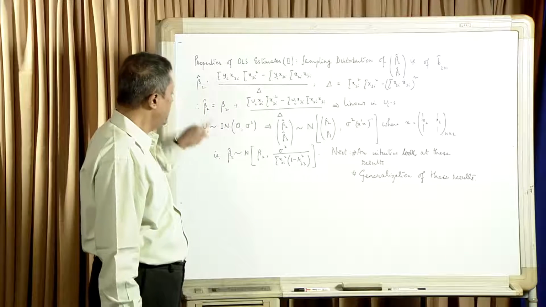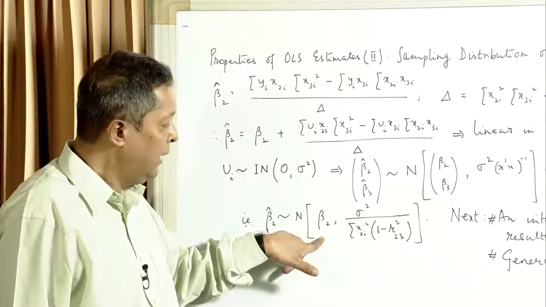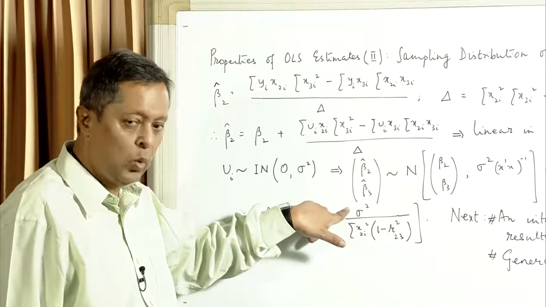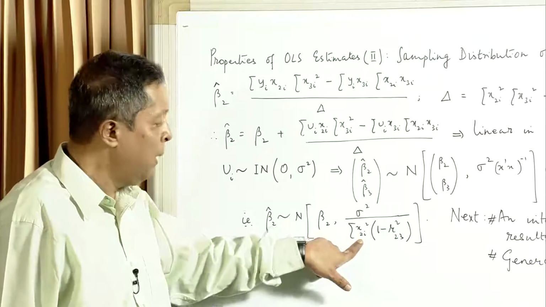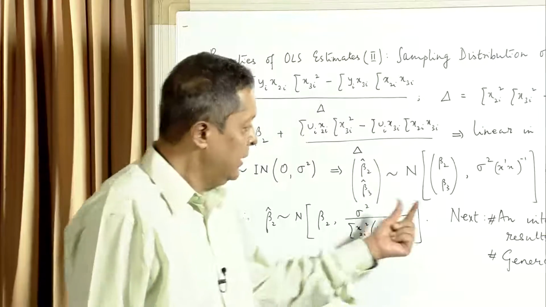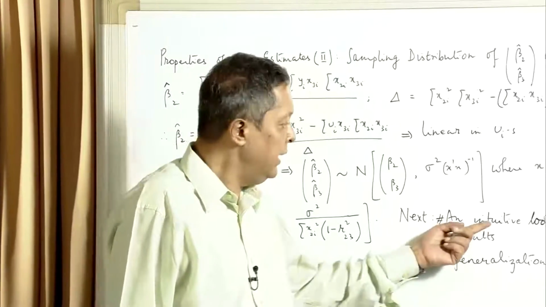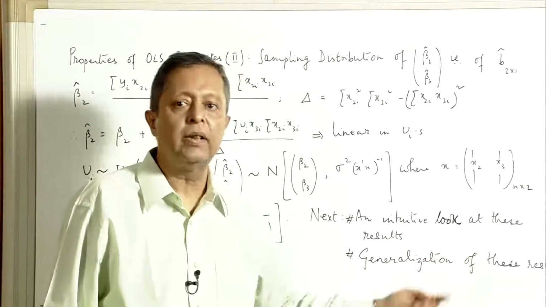Specifically, beta 2 hat follows a normal distribution with mean beta 2 and variance sigma square divided by not just summation x 2i square, but this is pure x 2i square. In a few minutes we will take an intuitive look at these results and generalize these results to the k variable model.